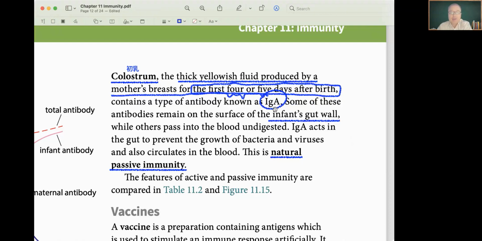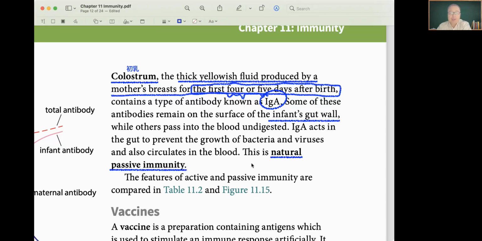Okay, IgA. So IgA, as an antibody, is secreted by the new mother to protect her newborn baby after the first 4 to 5 days. Some of the antibody IgA remains on the surface of the infant's gut wall. Gut means intestine, gut wall. Others pass into the blood without digestion. So this will form the natural passive immunity.